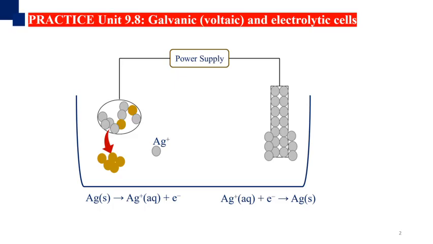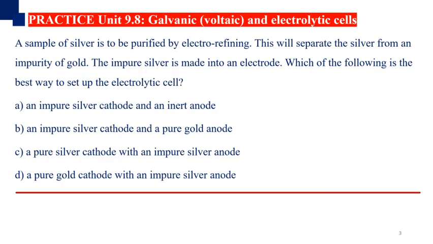So putting it all together, the impure silver has to be the anode because that's where oxidation and dissolving happen. And the pure silver has to be the cathode because that's where pure silver is deposited. So that gives us the answer C, a pure silver cathode with an impure silver anode.